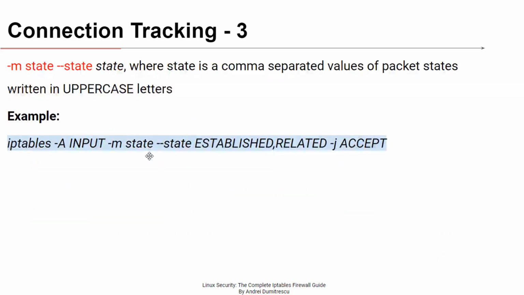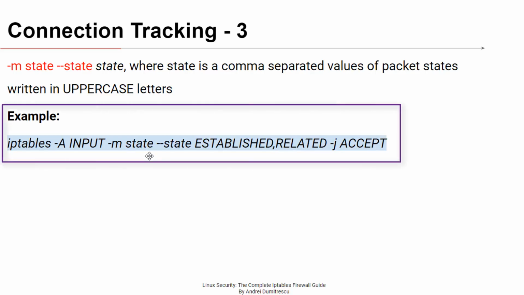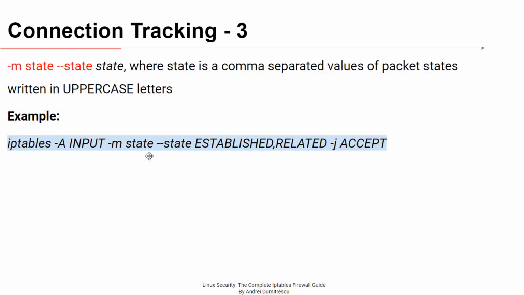To match packets based on their state, use -m state --state, and then comma-separated values of packet states written in uppercase letters. In this example, we are accepting incoming packets if they are already part of an existing connection. Another rule or the policy of the input chain could drop the first packet of the connection which is in the NEW state. This means that the host can connect to any destination using any protocol, but no one is allowed to connect to services running on the host.